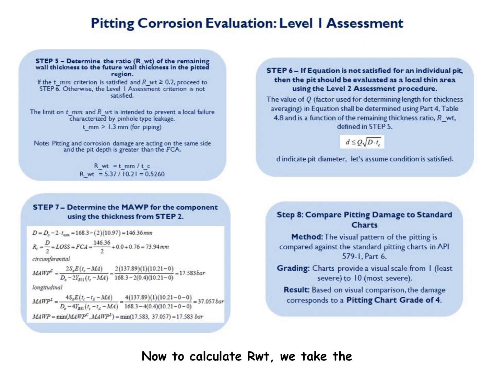Now, to calculate RWT, we take the remaining wall thickness, tmm, and divide it by the original or future wall thickness. For example, if tmm is 5.37 and TC is 10.21, RWT becomes approximately 0.526, which is above the 0.2 threshold, so we can proceed.